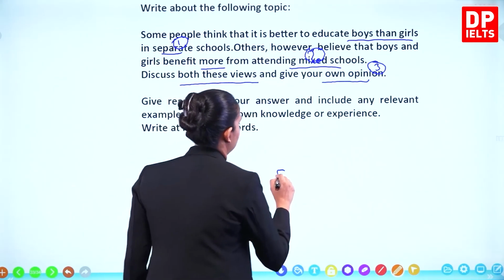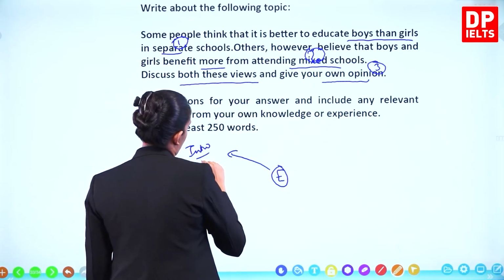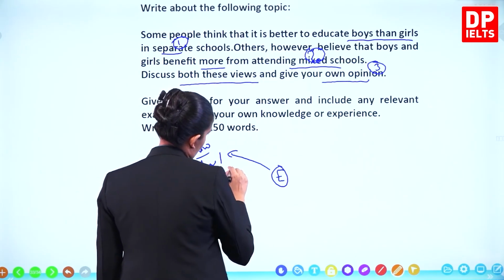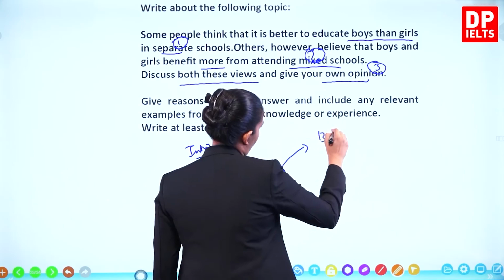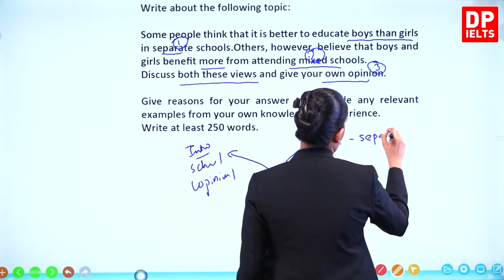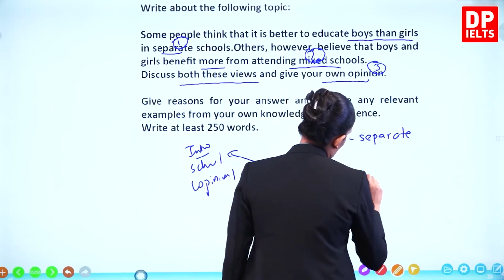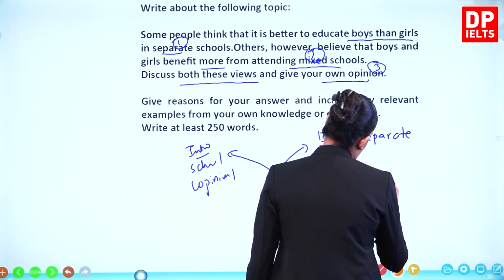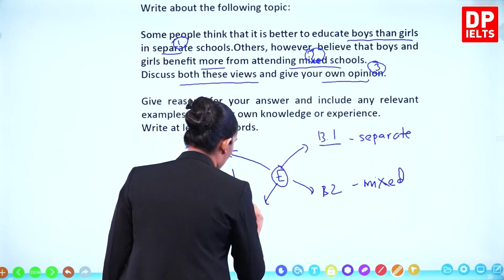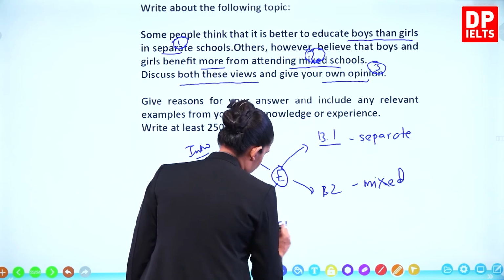Let's write down intro. So, you talk about schools. If you want, you can put your opinion. Body para 1, you talk about separate. Body para 2, you talk about mixed. And then body para 3, you can talk about your opinion, or in the conclusion, you can give your opinion.